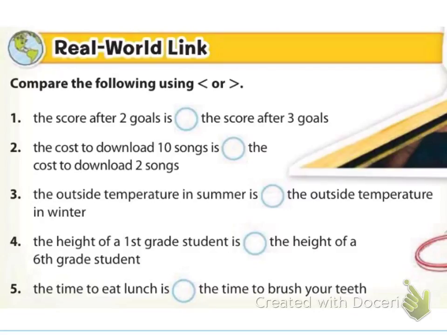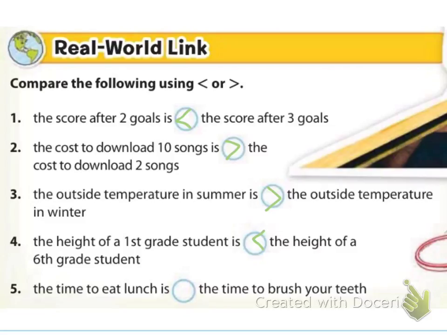All right, the score after 2 goals is blank the score after 3 goals, that's less than. The cost to download 10 songs is blank the cost of downloading 2 songs, greater than. The outside temperature in summer is blank the outside temperature in winter, it's greater than. And the height of a first grader is blank the height of a 6th grader, hopefully that's less than.